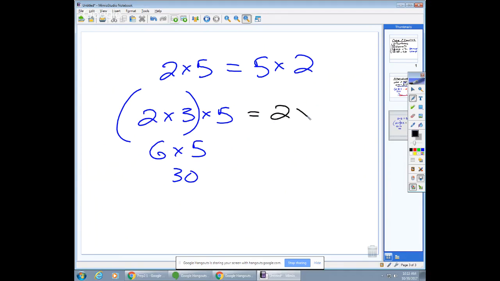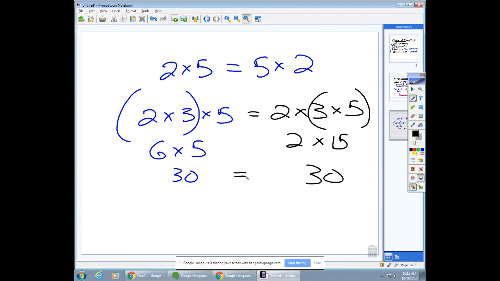Alternatively, if I leave those numbers in the same order, 2 times 3 times 5, associative property says, hey, you can change the grouping and it still works out okay. 3 times 5 is 15, times that original 2 is still 30. It works, we're good.